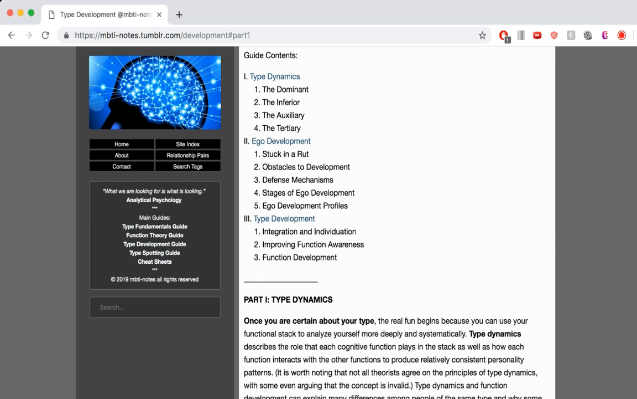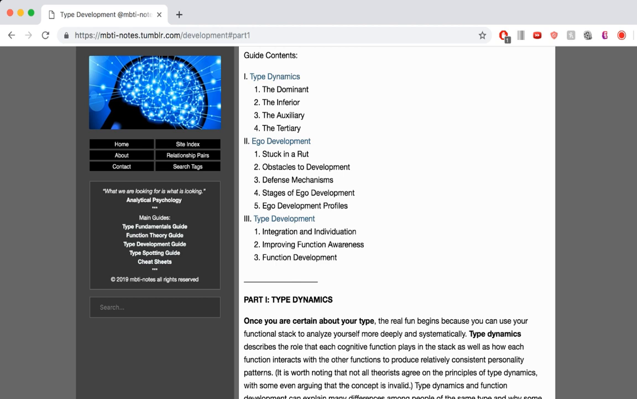Hi there. This video will cover how to develop the 4 main functions of your function stack for Myers-Briggs. If you're not familiar with the cognitive functions, I suggest you watch my previous video on cognitive functions to get a high-level overview, or else some of this won't make as much sense.